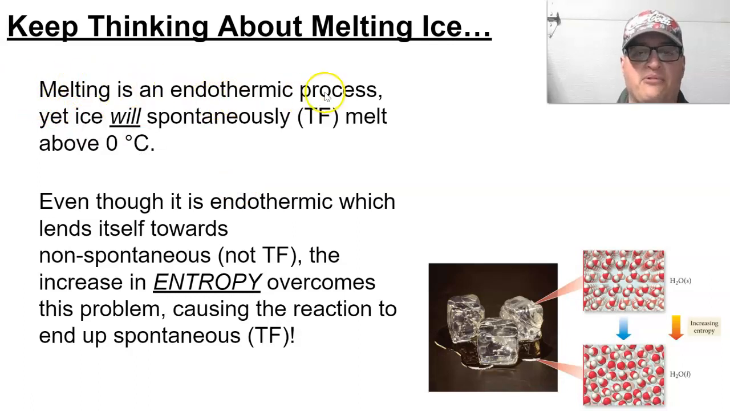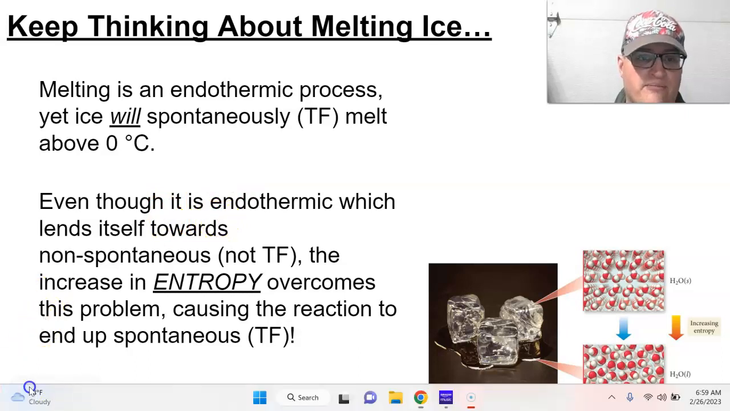Melting is an endothermic process, so you have to add energy, yet ice will spontaneously melt above 0 degrees Celsius. So even though it's endothermic, meaning leaning towards not melting, the increase in entropy overcomes this problem, causing the reaction to end up spontaneous. So endothermic can happen, it's just less likely to occur.